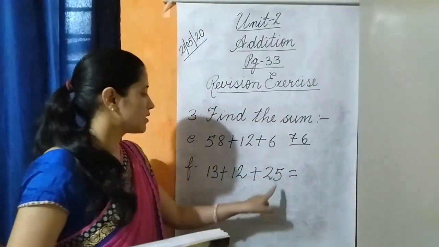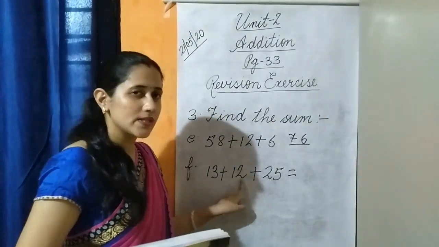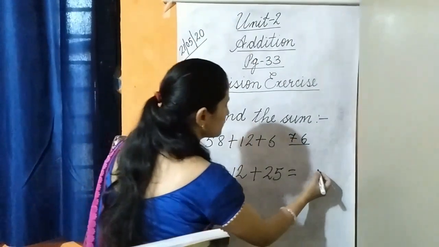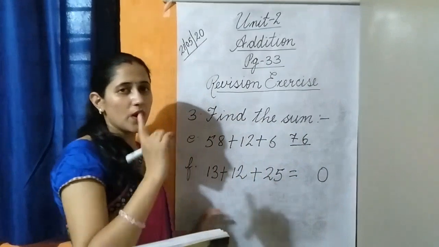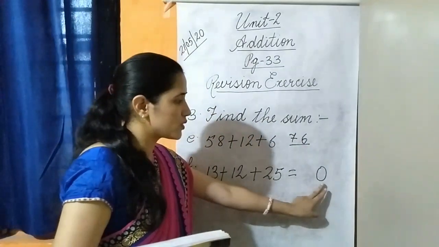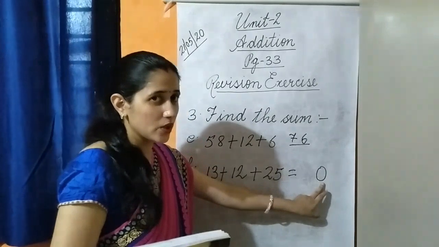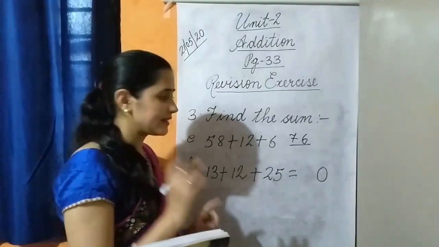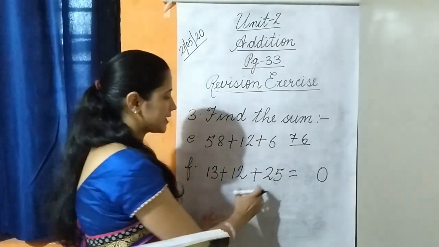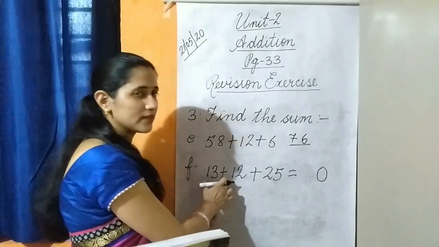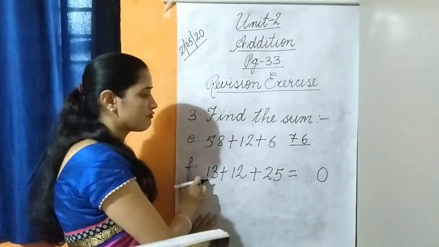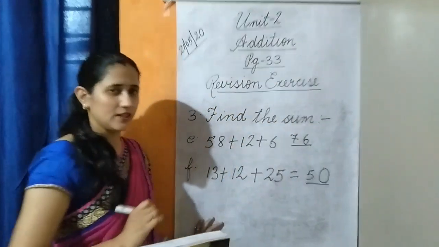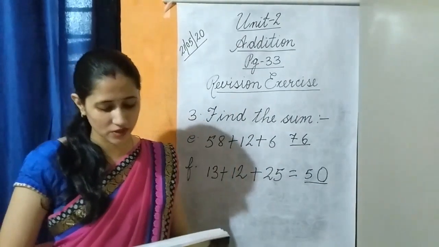Then F is 13 plus 12 plus 25. 5 plus 2, 7, plus 3, 10. So what we will write here? 0 at ones place. And at tens place we have 1. That one we will carry forward at tens place. Now we will add numbers at tens place. 2 plus 1, 3 plus 1, 4 plus 1 carry 5. That is 50. Okay, students, so we have finished question number 3 also.